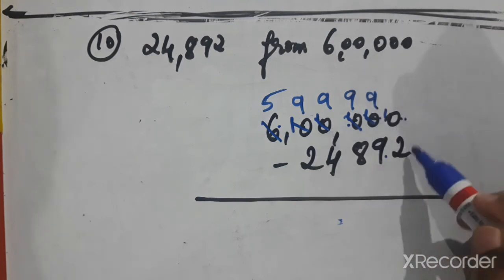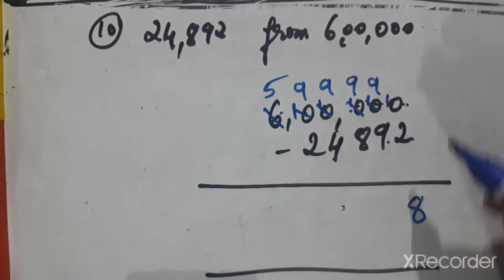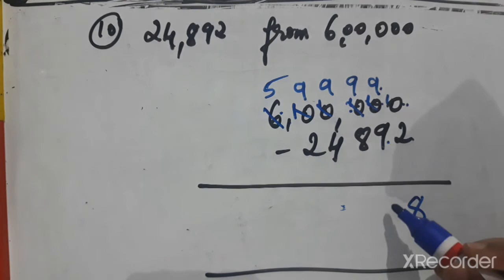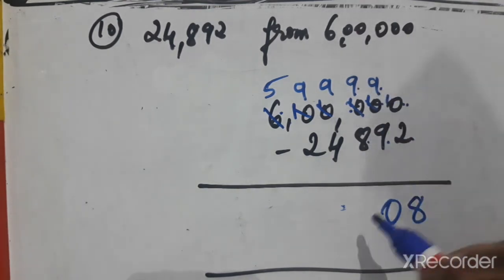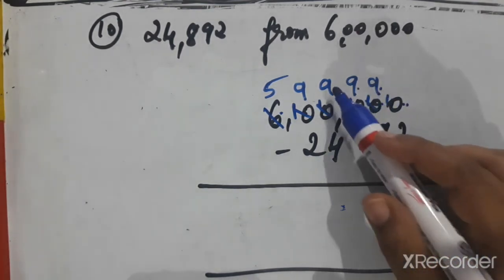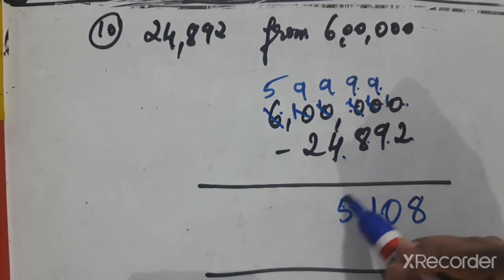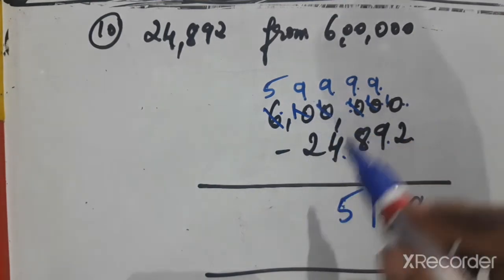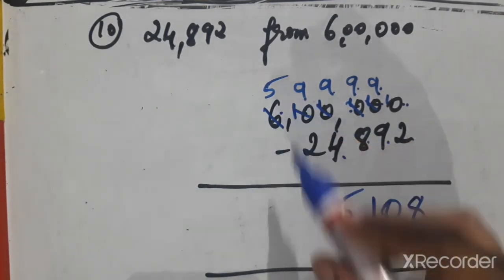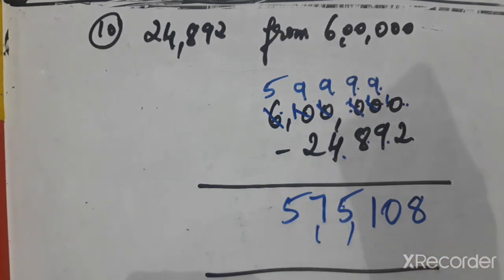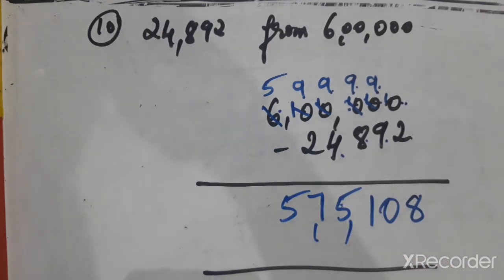Now here 10 minus 2 is 8. Now 9 minus 9 is 0. 9 minus 8 is 1. 9 minus 4 means 5. 9 minus 2 means 7. And 5 as it is. Answer is 5,75,108.